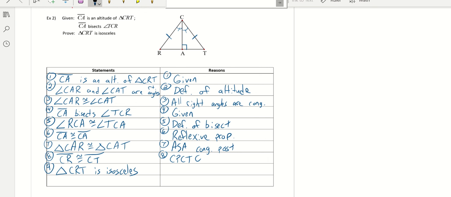And then finally, we know the triangle CRT is isosceles. And how do we know it was isosceles? This is a new one. See if you can figure it out. Definition of isosceles triangle. There you go. There is a completed proof for example 2.